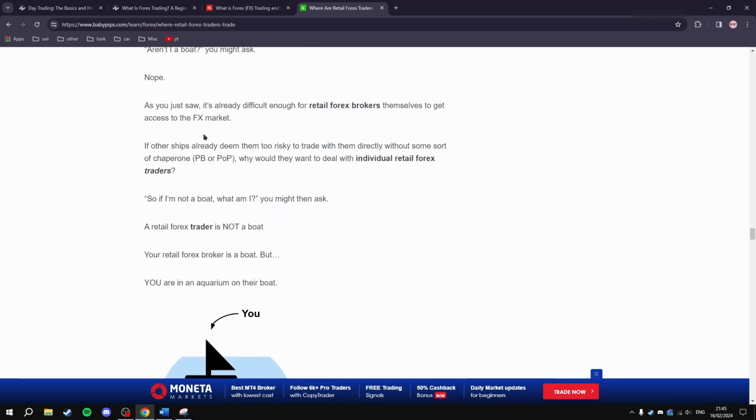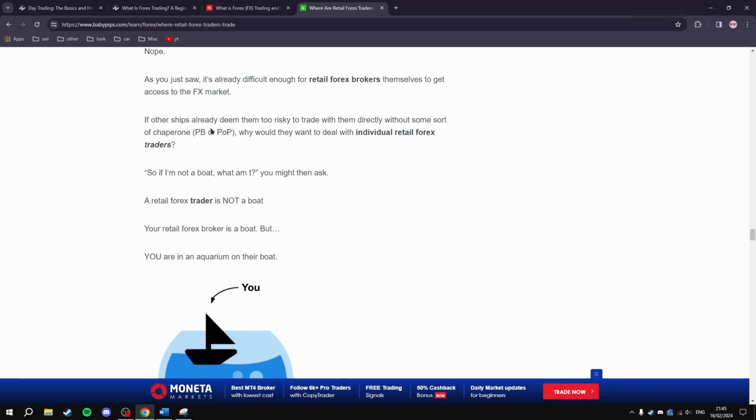Nope. Just as you saw, it's already difficult enough for retail forex brokers themselves to get access to the FX markets. If other ships already deemed them too risky to trade with them directly without some sort of chaperone, PB or POP, why would they want to deal with individual retail forex traders? So if I'm not a boat, what am I, you might then ask? A retail forex trader is not a boat.